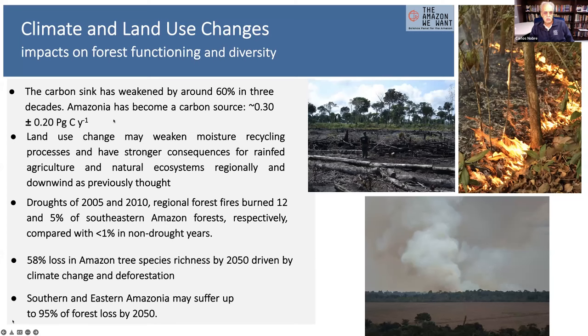The forest is really weakening its strength as a carbon sink. The 1980s was removing 2 billion tons of carbon dioxide a year from the atmosphere. Now it's almost neutral, the whole forest. The land use, the areas deforested, recycle much less. The grass in pasture land recycles much less. And also we are seeing a much higher frequency of droughts, 2005, 2010, 2015, 16, 2020. This is due to global warming, the climate change, but also due to the local deforestation and degradation.